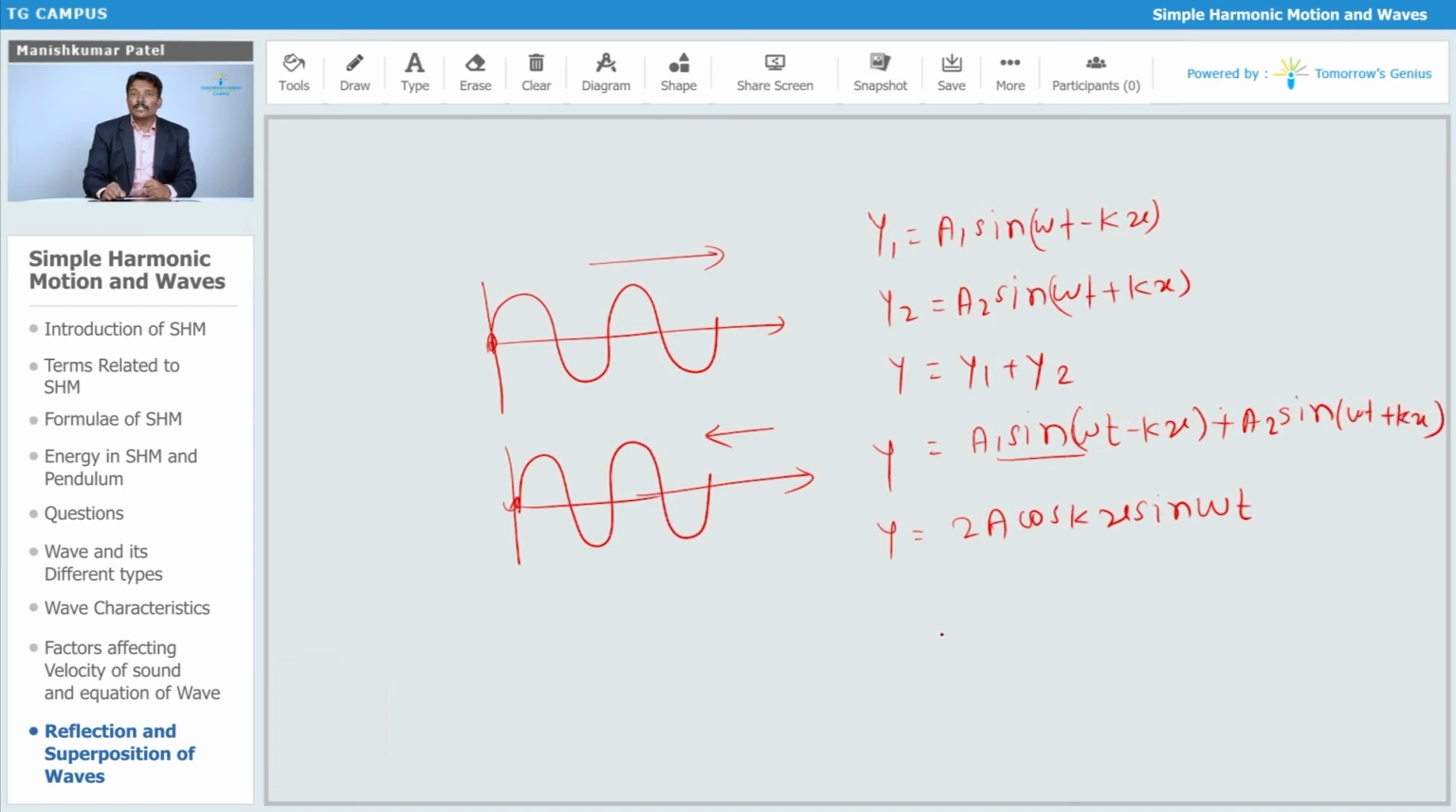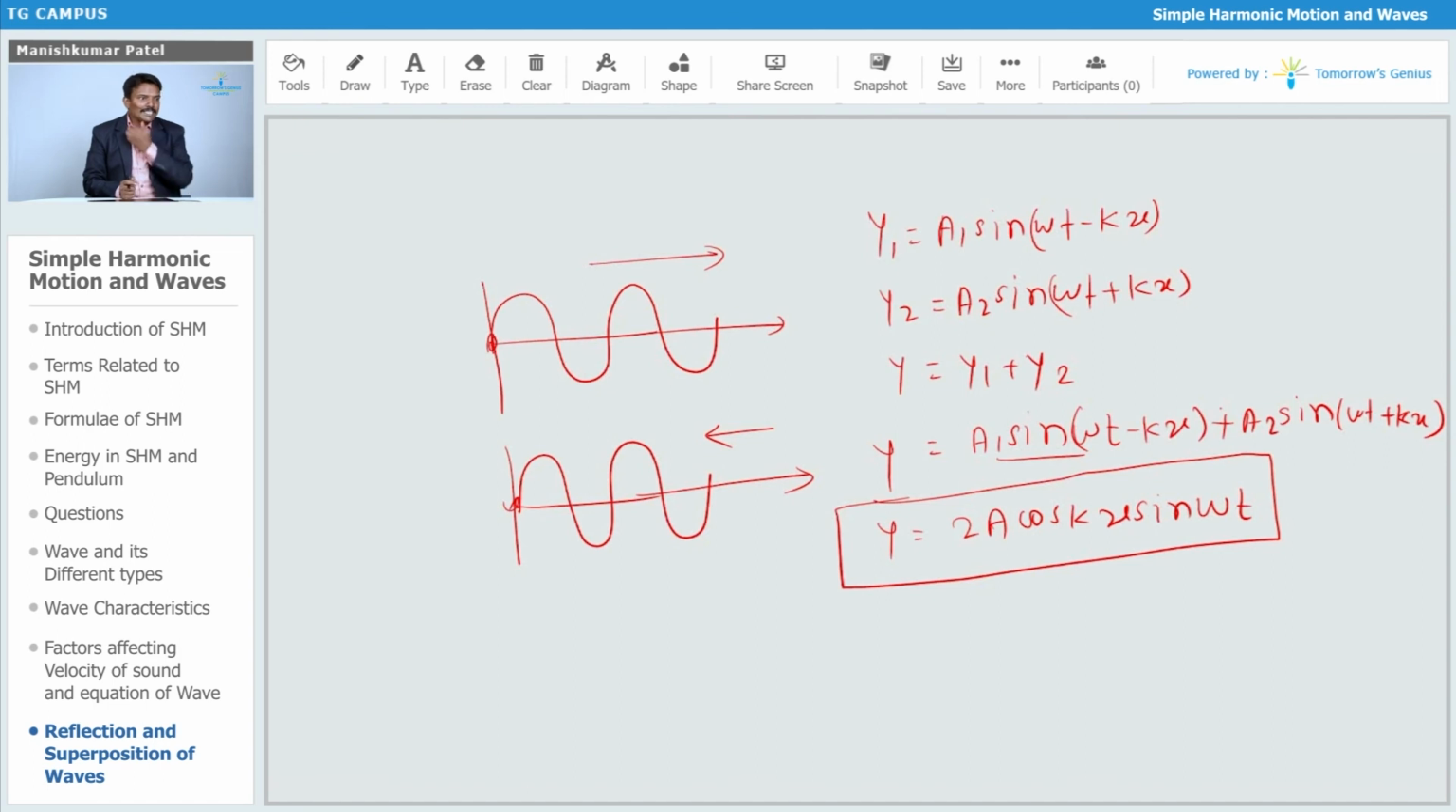Just use the result of sin C plus sin D and you will get the resultant amplitude at any point. That is given by y = 2a cos kx sin ωt. So the resultant wave is also a sine function, but the interesting thing is the absence of the term ωt minus kx or ωt plus kx. So you can say that it is not moving, it is just vibrating about its mean position. That is the most important thing over here. The particles are just vibrating about their mean position, not propagating.